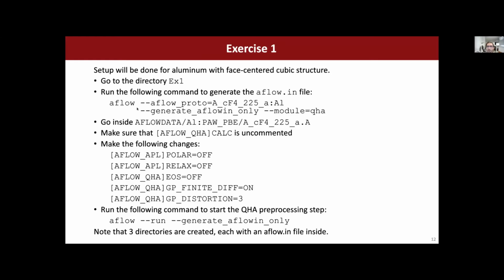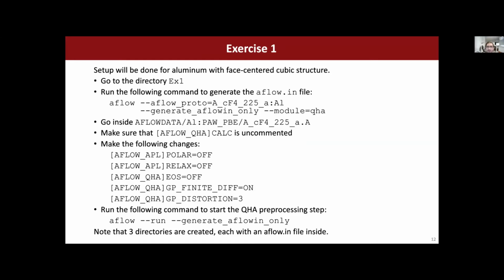First one is when you need to do a pre-processing run. So you will generate aluminum in FCC structure, and you will need to uncomment, need to change some options in AFLOW file and then generate file. And what I want you to note is to make sure that 3 directories are created.